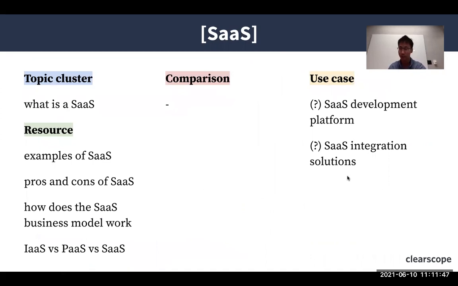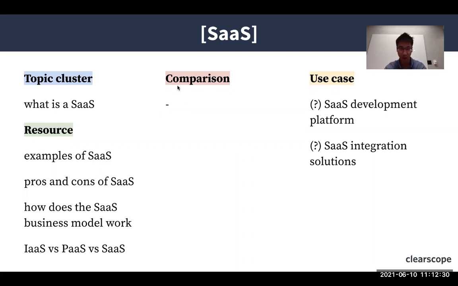So I went through the top 30 results for SaaS, and the dominant searcher intent is that a lot of people want to know, what is a SaaS? However, other perspectives that showed up in the search engine results were examples of SaaS, pros and cons of SaaS, how does the SaaS business model work, and then IaaS versus PaaS versus SaaS, which I'm not quite sure what those stand for, but there was a piece of content that specifically targeted that subtopic or search intent.